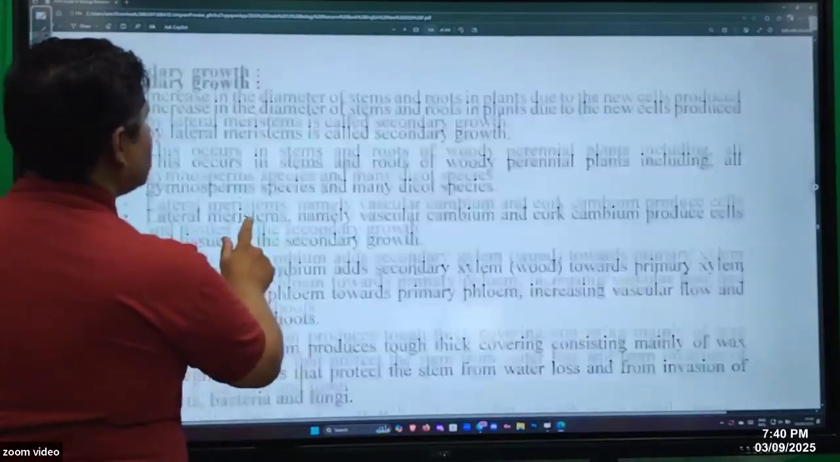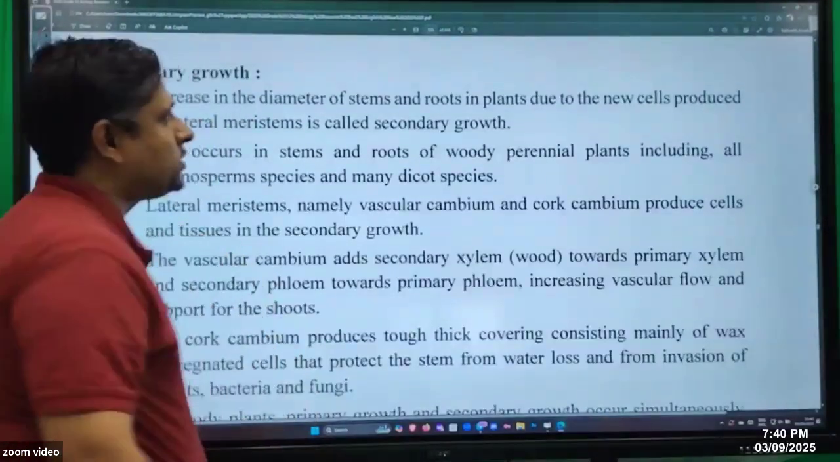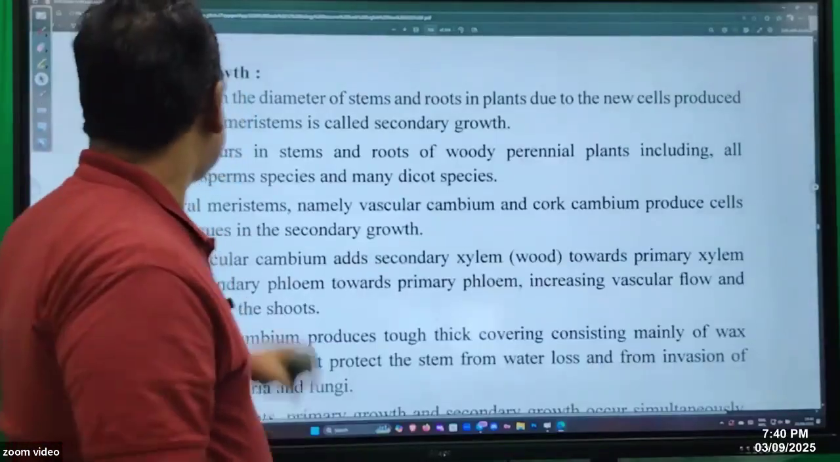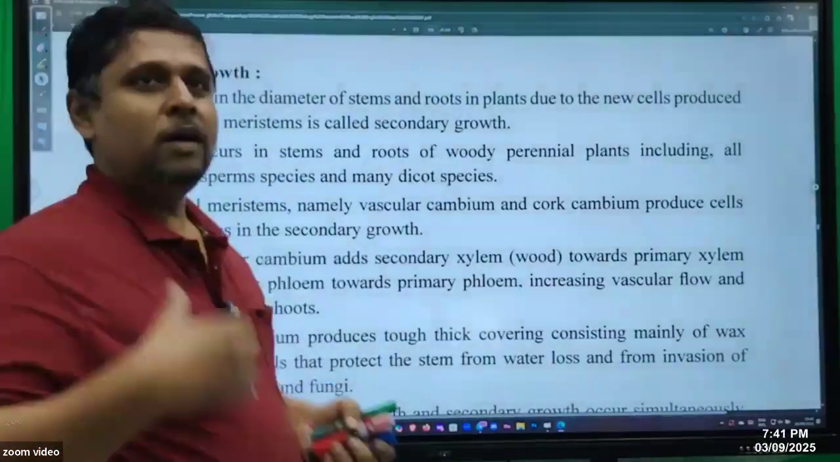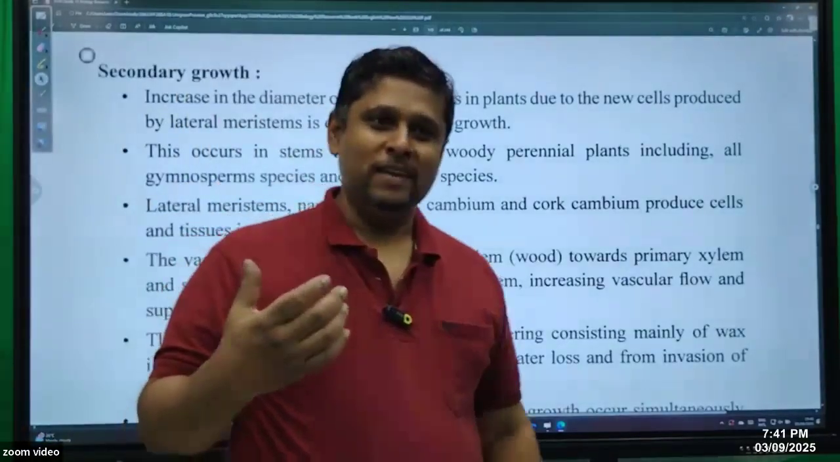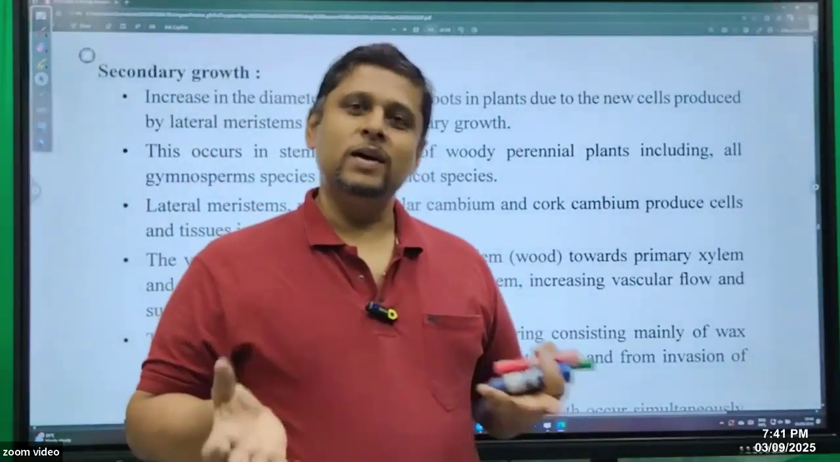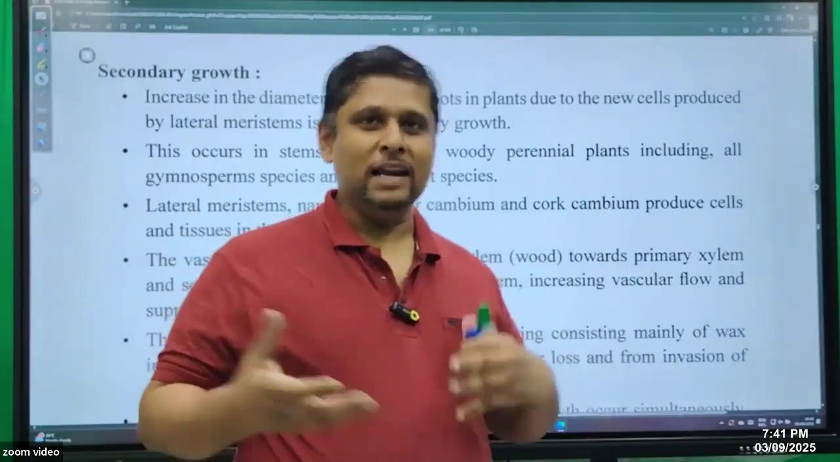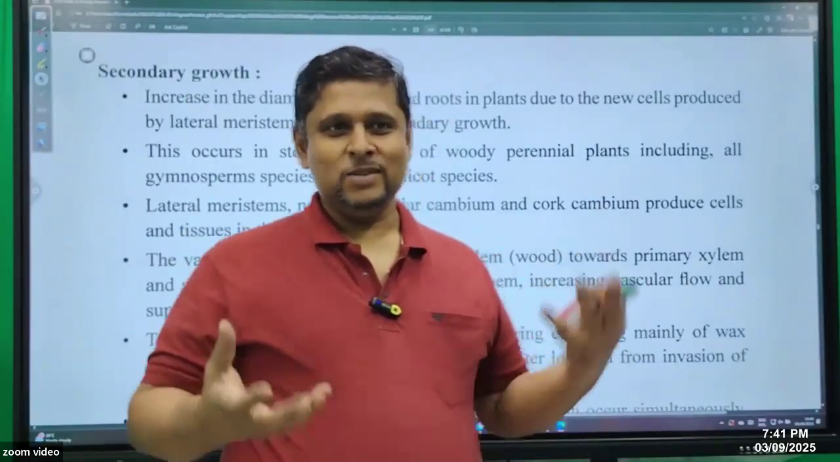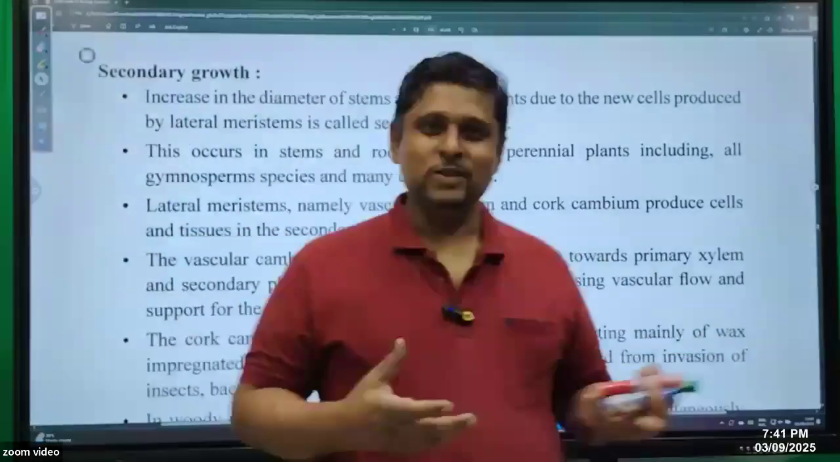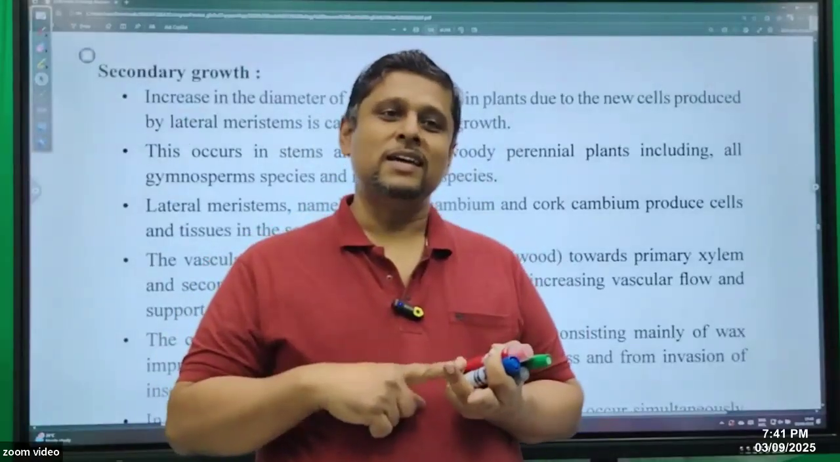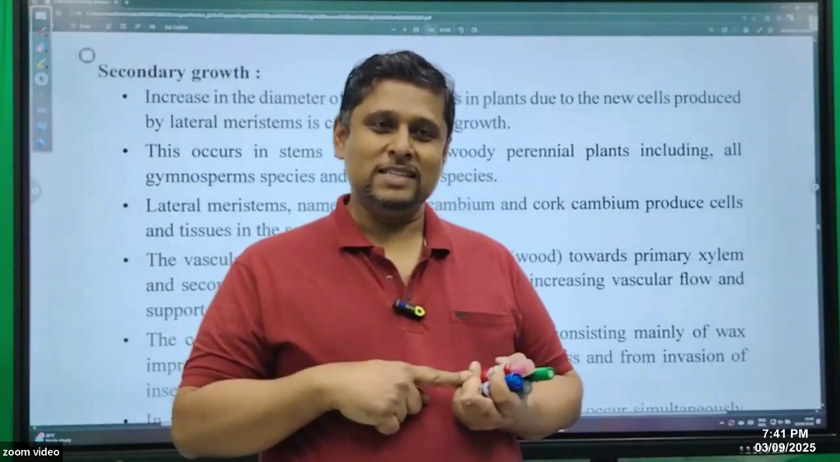Secondary growth is the increase in the diameter of the stems and the roots in plants due to the new cells produced by lateral meristems. Now, what are lateral meristems, people? You learn apical meristems and lateral meristems, right? So, apical meristem: root apex and shoot apex are apical meristems.